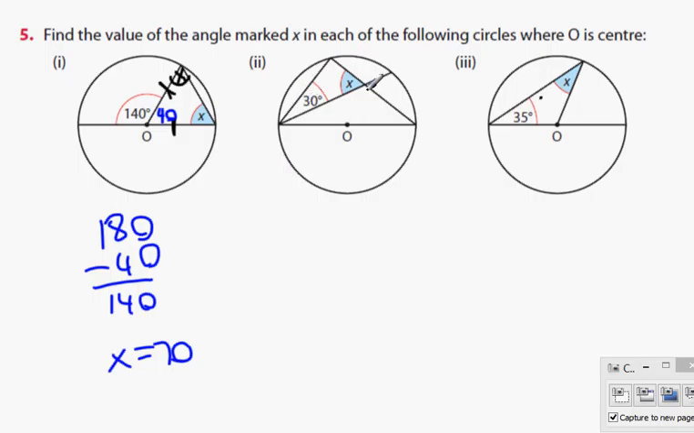What about this one here? Look at the triangle that has the x in it. What can you tell me about this angle here? Anybody? It's 90. What does that make x then? 90 plus 30 plus x, so 60. Okay, next one. What type of triangle is this? This side equals this side, doesn't it? That means that angle equals that angle, which makes x 35.